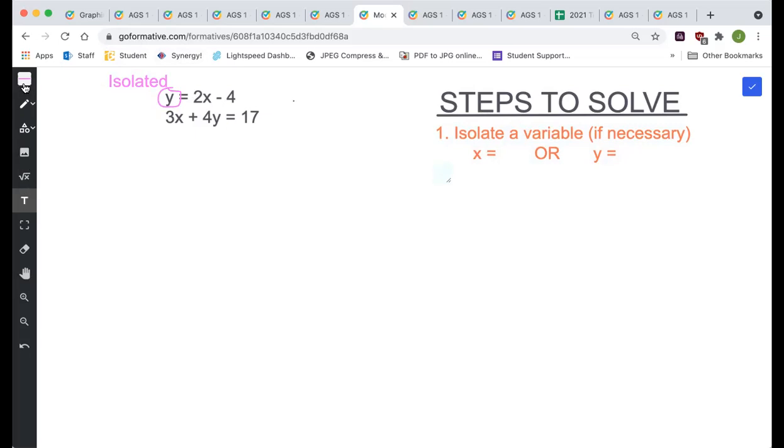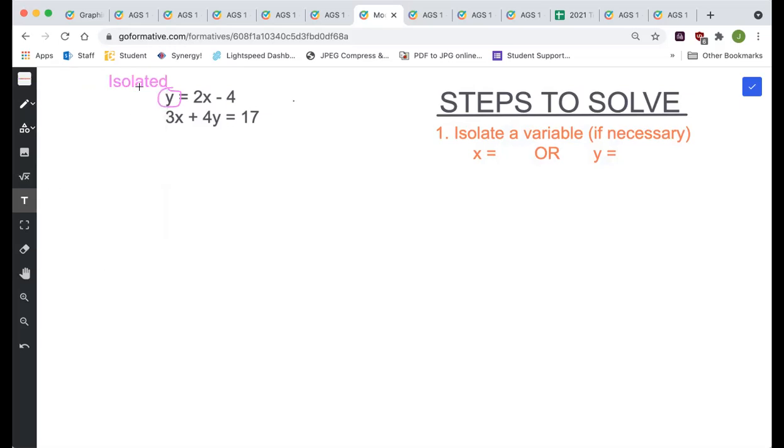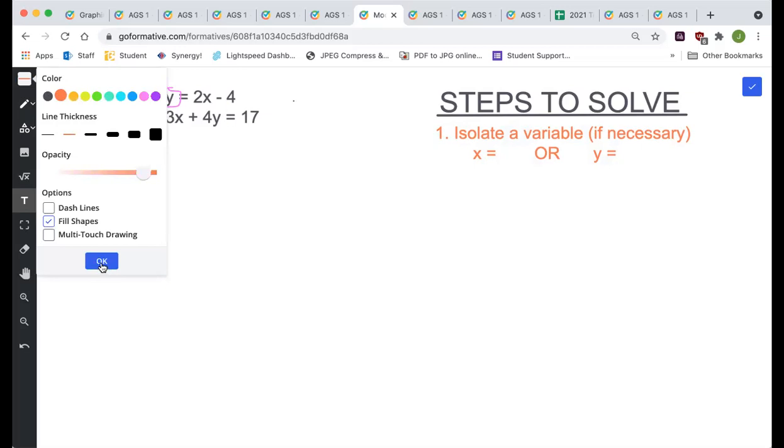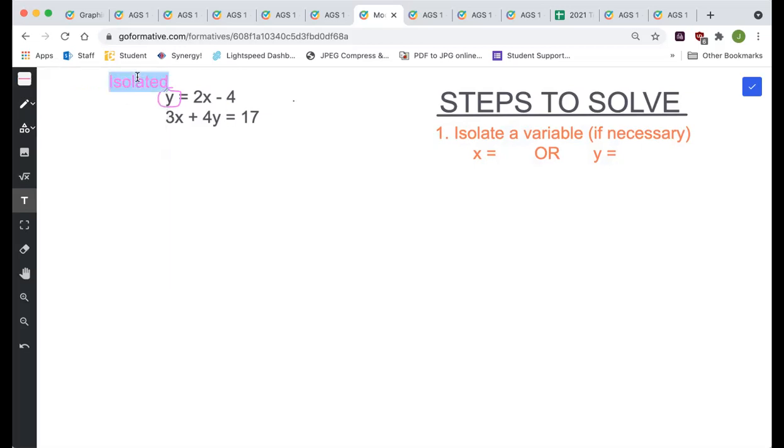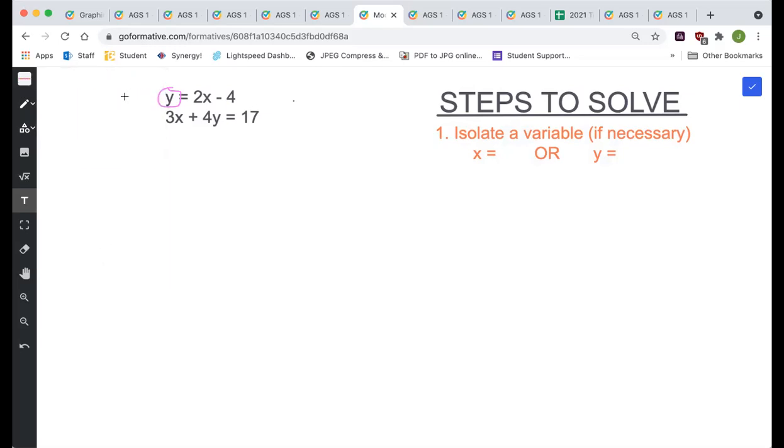we should make that the same color. Hopefully I can do that without too much work. Apparently I need to retype it. That's okay. If it'll let me. There we go.